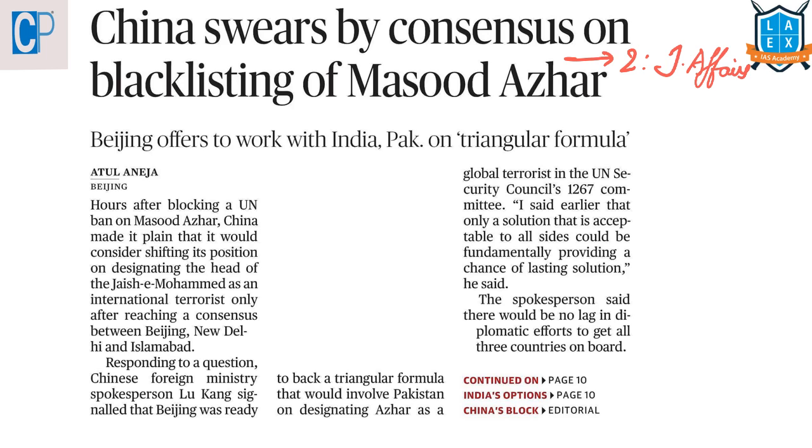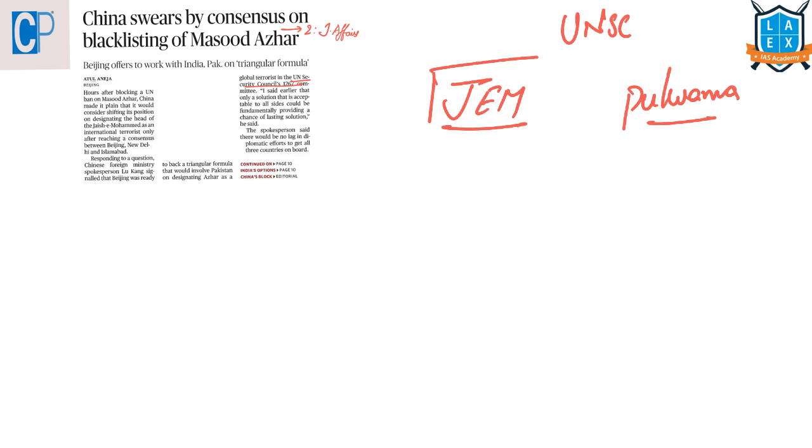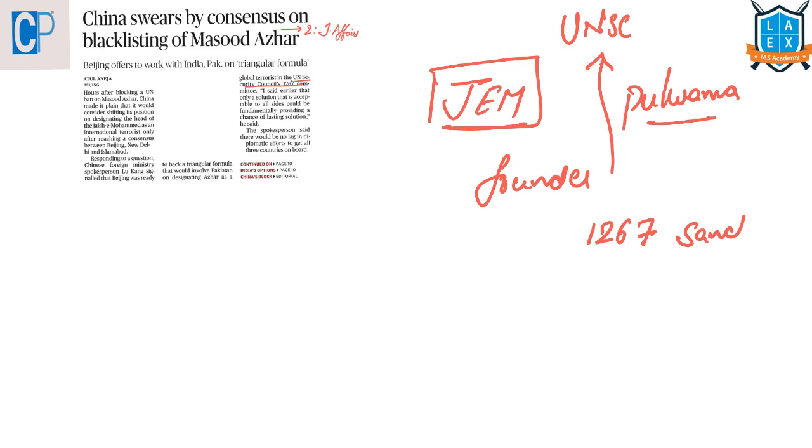As we have been discussing this UNSC 1267 committee in our past videos, this is an extension to it. Post the Pulwama attack, Jaish-e-Mohammed, a terror outfit, claimed responsibility for the attack. Then India took this issue to the UNSC to list Jaish-e-Mohammed's founder Masood Azhar as a designated terrorist under the UNSC 1267 Sanctions Committee list.